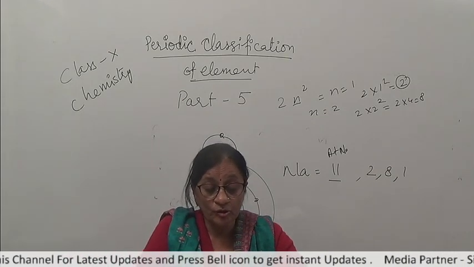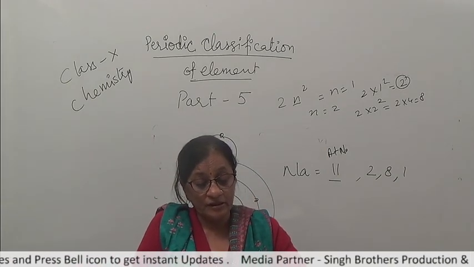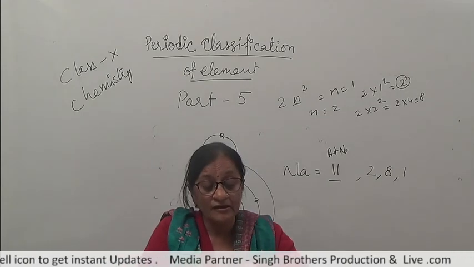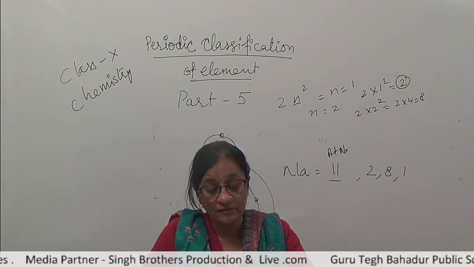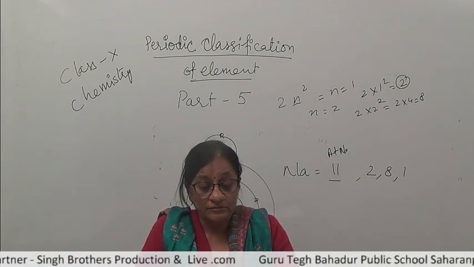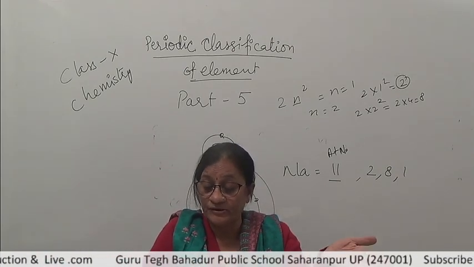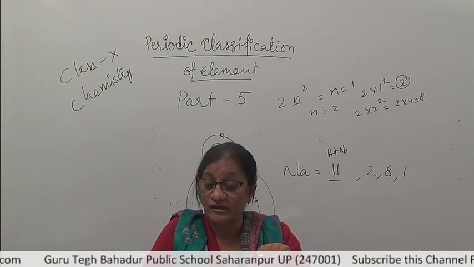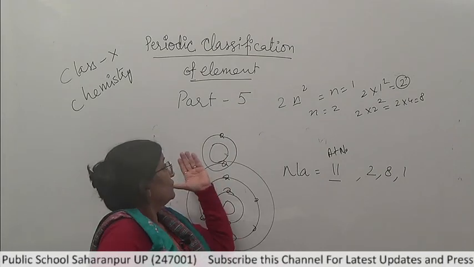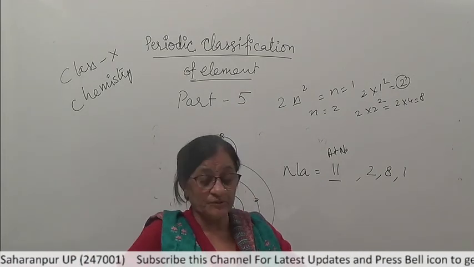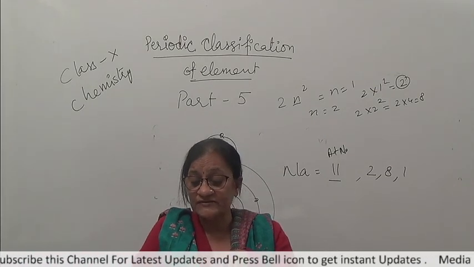The second period has 2 shells, K and L, the third period has 3 shells, K, L and M, and the fourth period has 4 shells, K, L, M and N. Now, as we see, on moving from left to right along a period, the number of valence electrons in the elements increases from 1 to 8, except in the first period, where the number of valence electrons increases from 1 to 2.